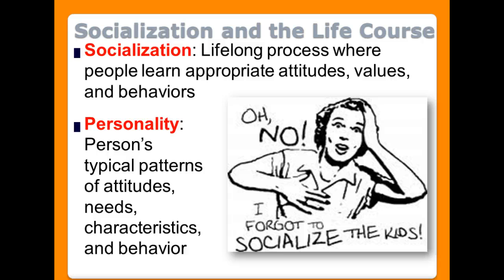So socialization doesn't end when you get your first job or when you graduate from high school. It is a lifelong process from the time that you are a newborn child, infant, to being elderly. We are socialized through interaction, and all of these things where you're learning these attitudes, behaviors, values, shape your self-image. Socialization is different, however, from personality, which is a person's typical patterns of attitudes, needs, characteristics, and behavior.